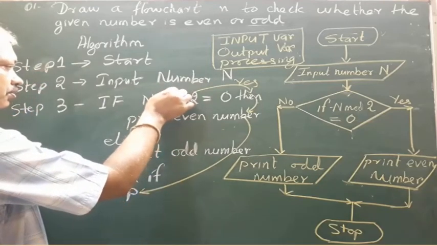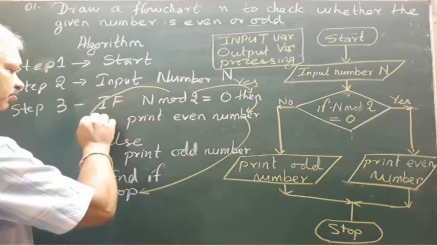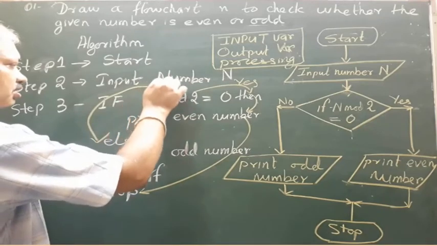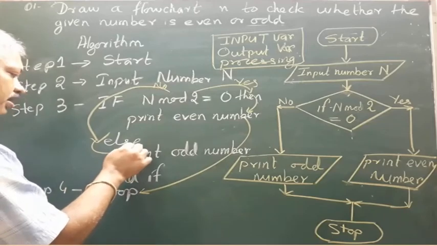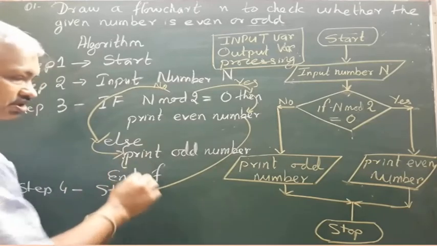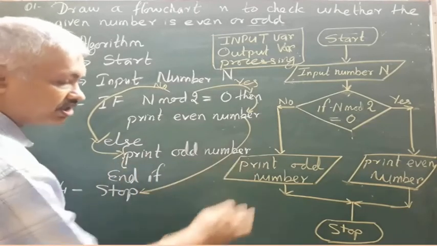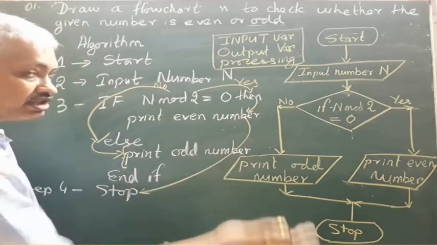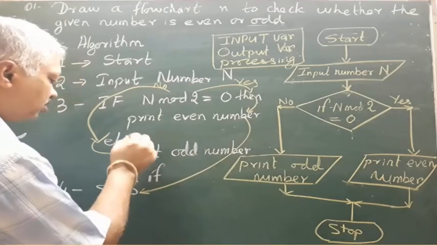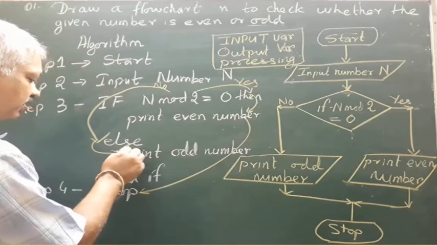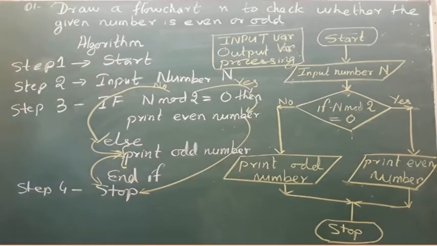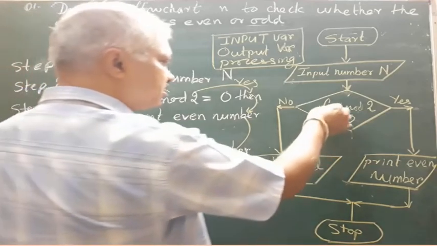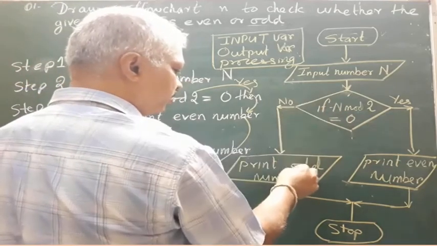If this is no, it will jump this statement and come to the else statement. Then it will print out this. It may consist of many statements. Here we have only one statement, or there will be an expression also. So here only one statement, so we'll execute this and then come to stop directly. Here also, if it is no, then it will print the odd number and then go to stop directly.